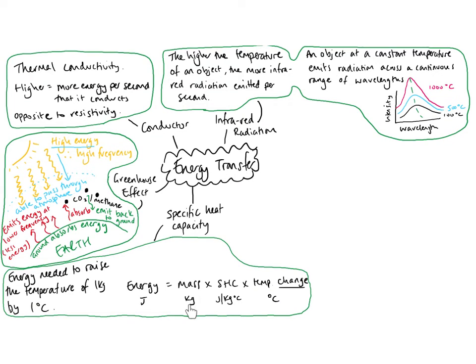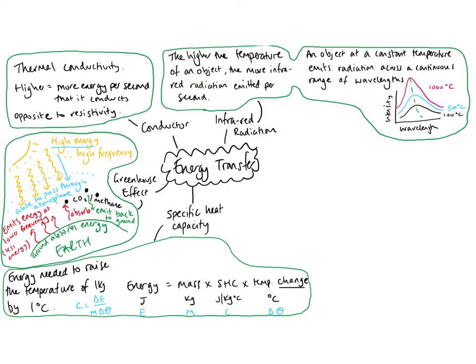In chemistry, you might see it measured in grams. So the specific heat capacity unit for physics is joules per kilogram per degree C, and the temperature change is just degrees Celsius. Then the symbols we use: E for energy, m for mass, c is for specific heat capacity, and for temperature change, delta means change, and then theta is our temperature, sometimes also a capital T.